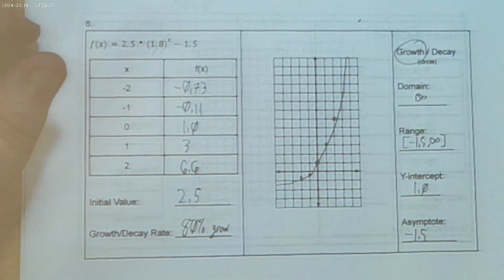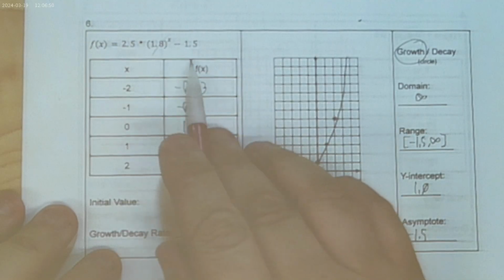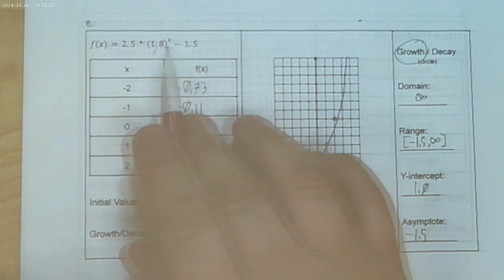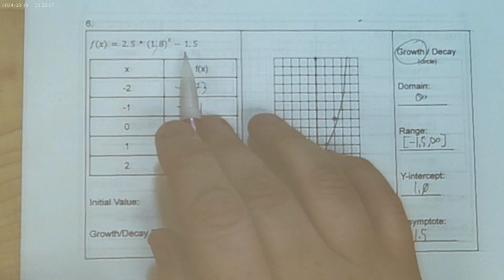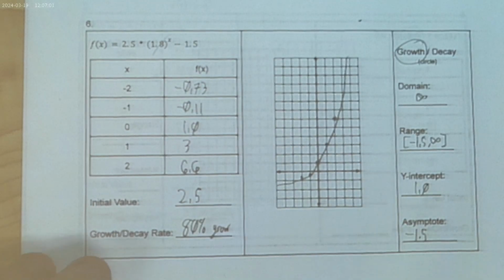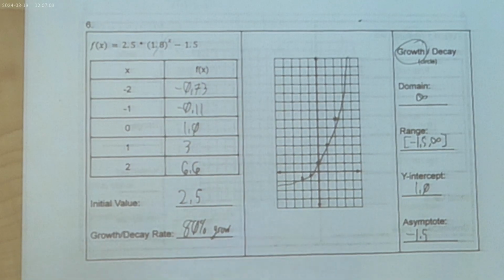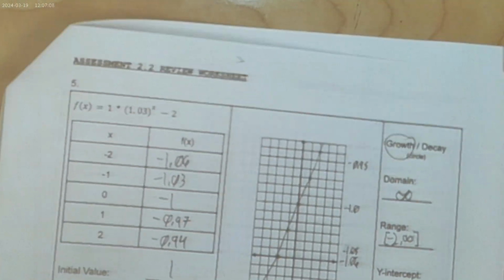Draw. That's close enough. And again, we're going for the general shape, and we know that the asymptote is equal to negative 1.5 because of this form. The lowest possible value is going to be negative 1.5. It used to be 0, but now it's negative 1.5, so that's what we put in for the asymptote. And again, if you want a more detailed explanation, just rewind to one of the earlier problems.